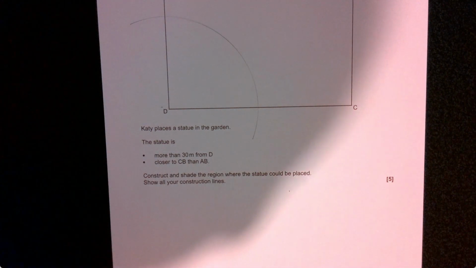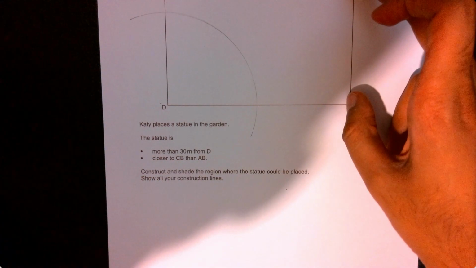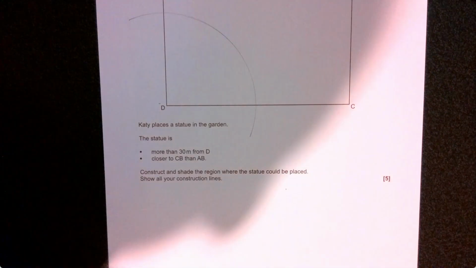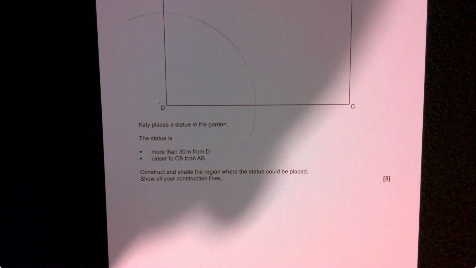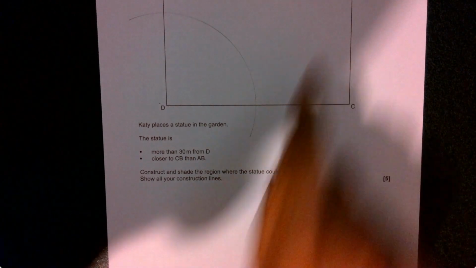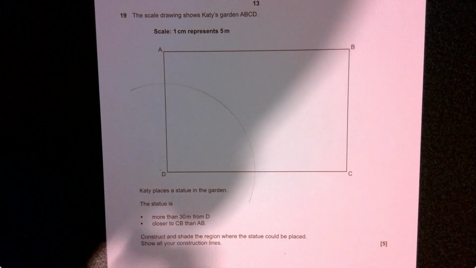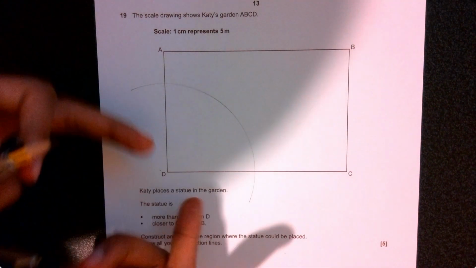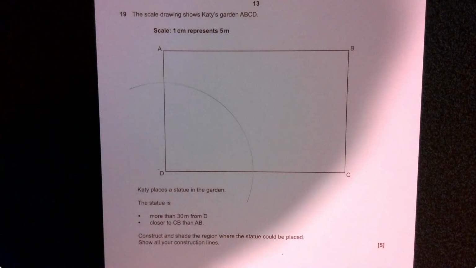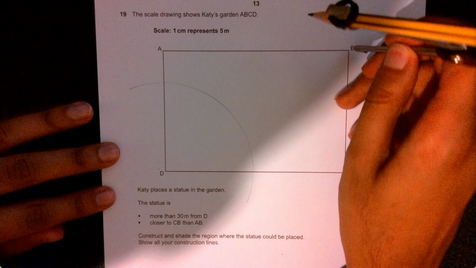What we now know as well is it is closer to CB than AB. So at this point, what we need to do is construct a ruled bisector of angle ABC, and this bisector will cross this line DC somewhere. So let's construct a bisector of this angle.